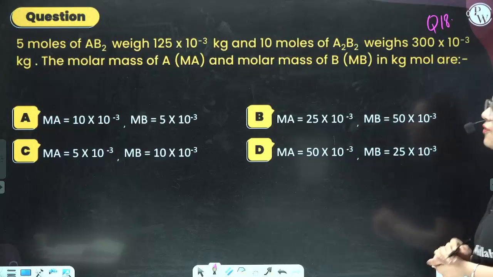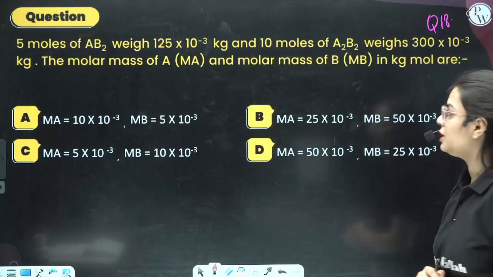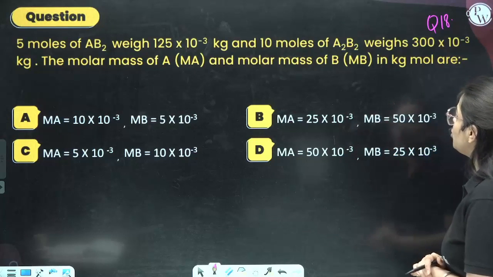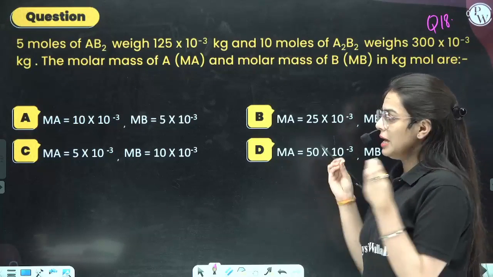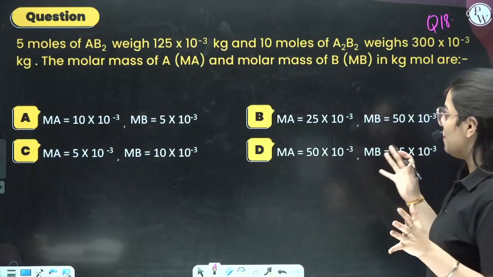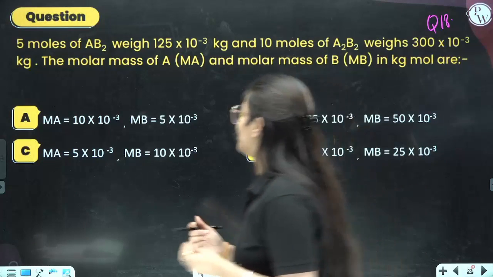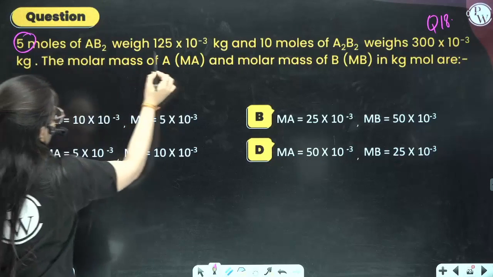The question is: 5 moles of AB2 weighs about 125 into 10 raised to the power minus 3 kg, and 10 moles of A2B2 weighs about 300 into 10 raised to the power minus 3 kg. The molar mass of A, Ma, and the molar mass of B, Mb, in kg per mole are. Now let us see the question. They have given you moles and the given mass value.